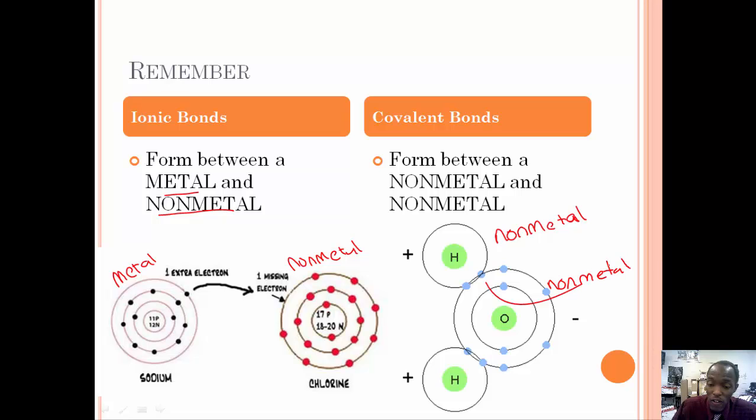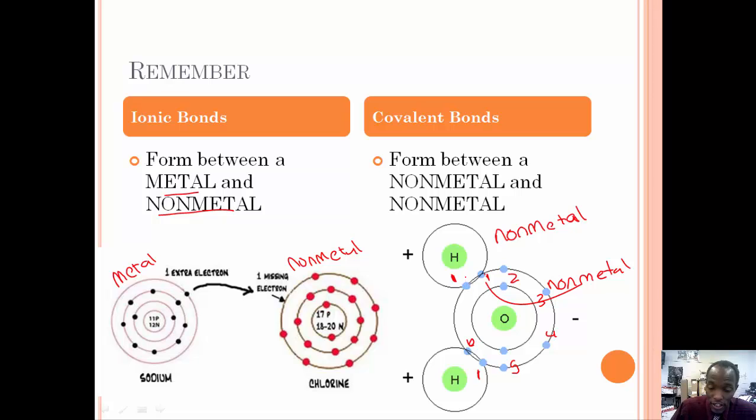Alright, and that's how covalent bonds happen. This is H2O, because remember earlier we said that hydrogen has that one electron to give. It's in group 1, so it has one electron to give. And this hydrogen also has the same thing, one electron to give. And these are the valence electrons for oxygen. It has 6 valence electrons.